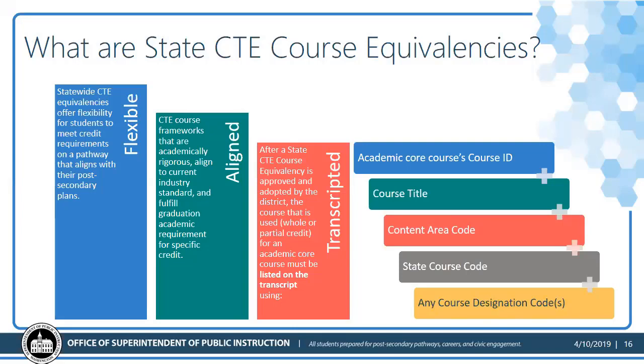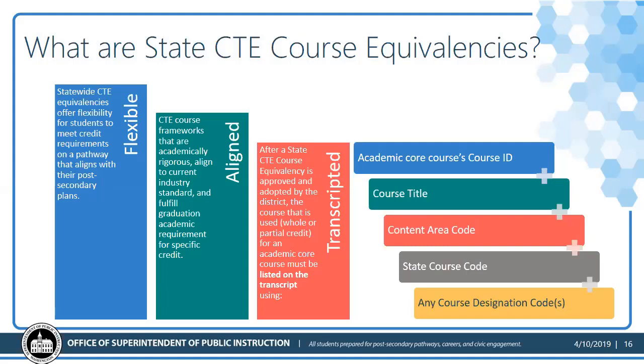And we know that that pathway looks different for every single student. So we want to make sure that we create flexibility in our plan. And so that's one way we've met that through CTE course equivalencies. Every single one of our CTE courses, whether it's an equivalency or not, are academically aligned. They have academic rigor to be grade level appropriate, either middle school or high school.